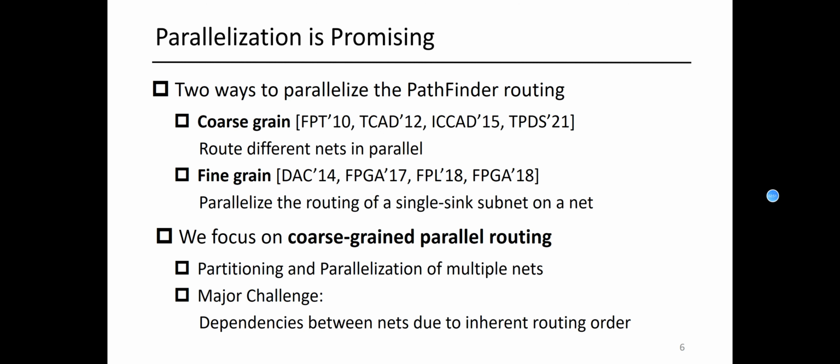There are 2 ways to parallelize the Pathfinder algorithm. One is coarse grain and the other is fine grain. In the coarse grain, we route different nets in parallel. In the fine grain, we parallelize the routing of a single sink subnet on a net. In this work, we focus on coarse grain parallel routing, and we explore the partitioning and parallelization of multiple nets. The major challenge is dependencies between nets due to the inherent routing order.